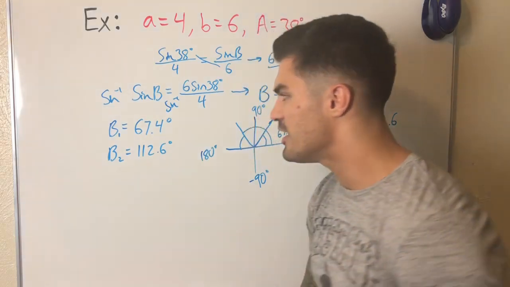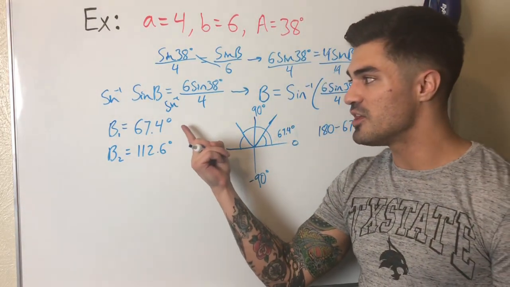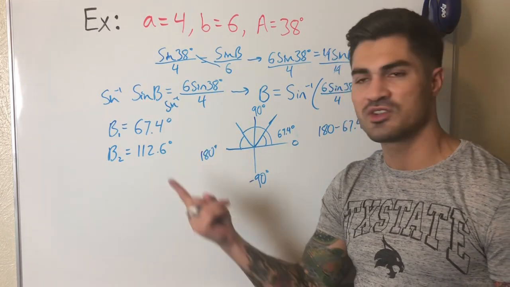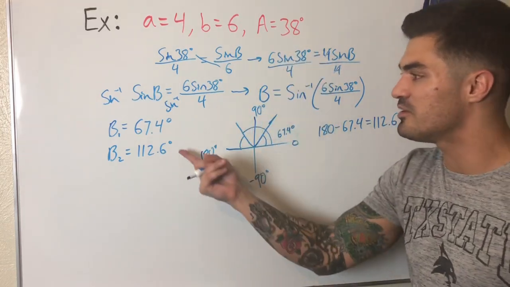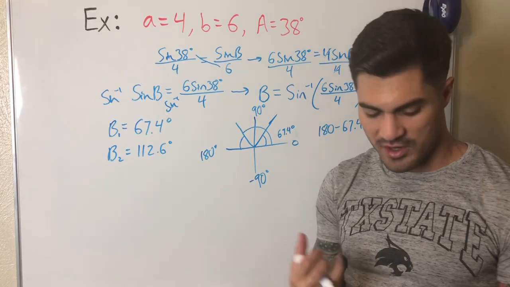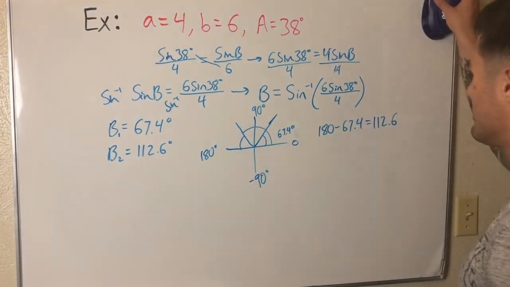112.6 degrees. So now I need to find angle C that goes with the first triangle and angle C that goes with the second triangle, because clearly they're going to be different angles. They have to add up to 180. And then I can find the side C, and those sides are going to be different as well. So let me erase and make some room for that.